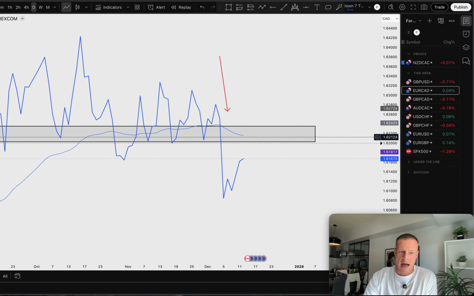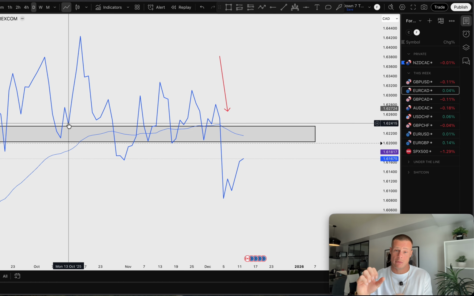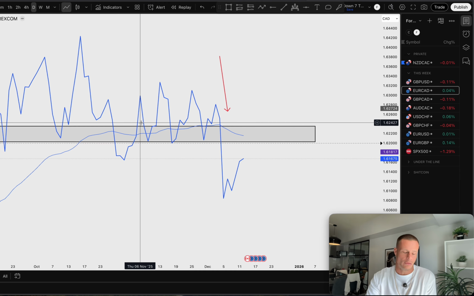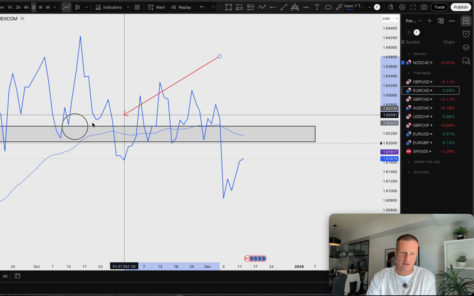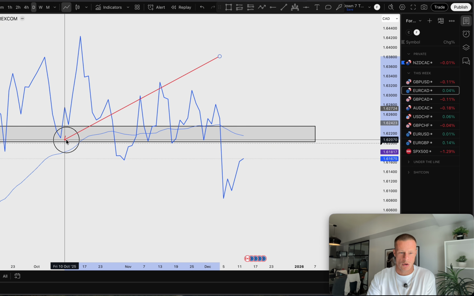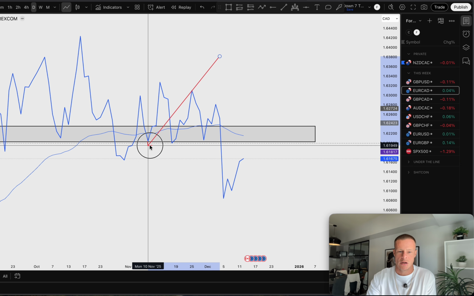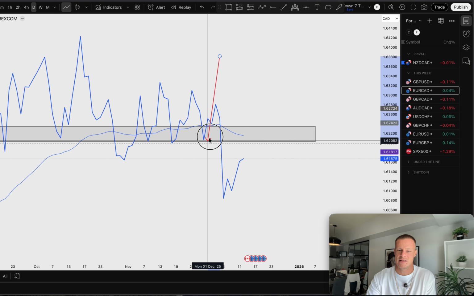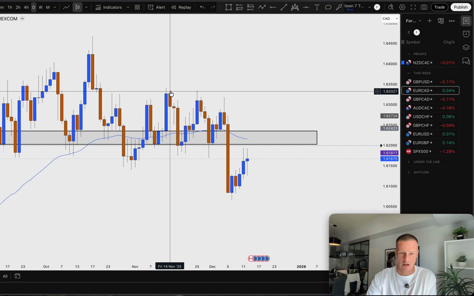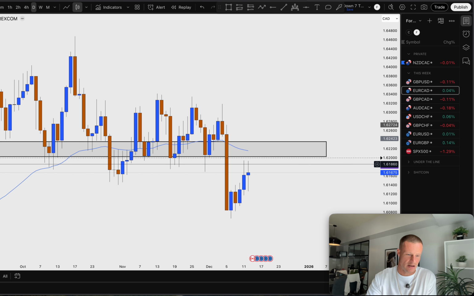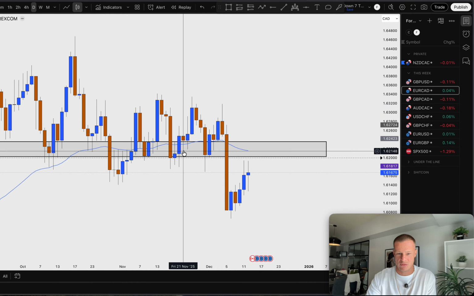Now, how many bounces or touches, whatever you want to call it, do I need? At least 2 to 3, and of course the more the better. In this case we have 1, 2, you can count this as a 3, 4, 5, 6. That's 6 touches, meaning 6 times in the past, since September this year, it bounced. I think before it was 6 times.